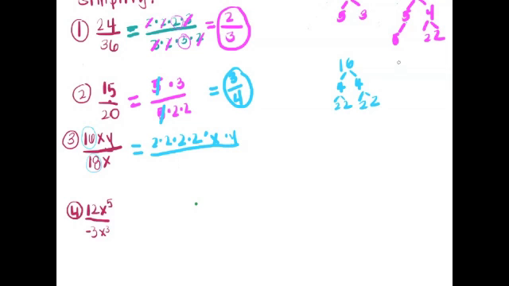Now I have 18 here on the side, so let's work out 18. Let's do 9 and 2. 9 gives us 3 and 3, and drop down that 2. So my product of primes would look like 3 times 3 times 2. And then I have an x there, so it just goes like that. Okay, and so here we go.